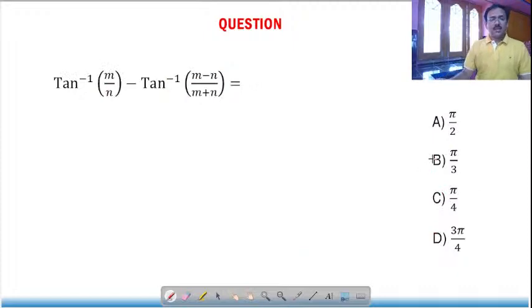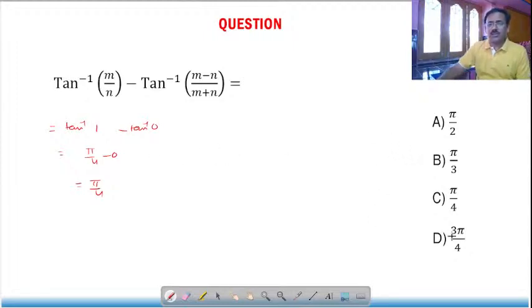Then next, how to simplify this? Here the options are independent of m comma n. Why can't we go with certain options like m is equal to n? It is meaningful only, no? You see, tan inverse 1 minus tan inverse 0. I can say pi by 4 minus 0, pi by 4. If the answer is correct for some m comma n, it is true in other cases also, no? So I can easily identify the answer.